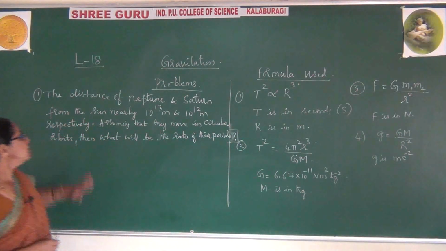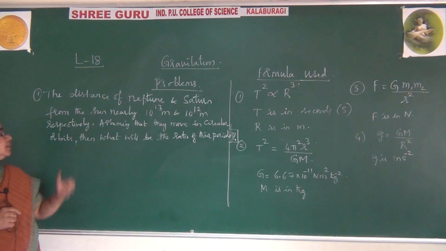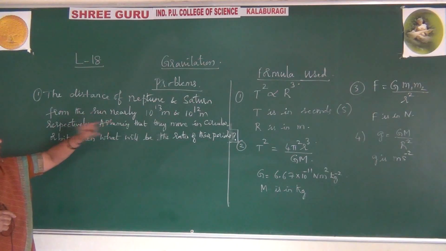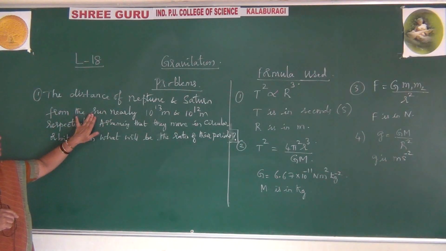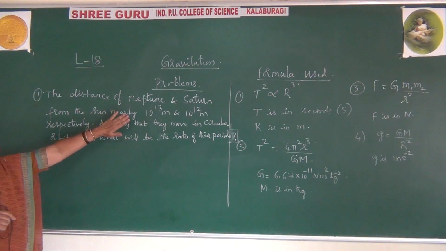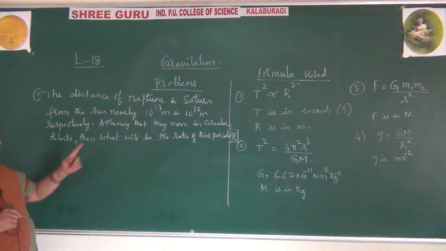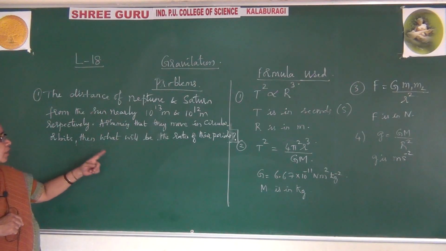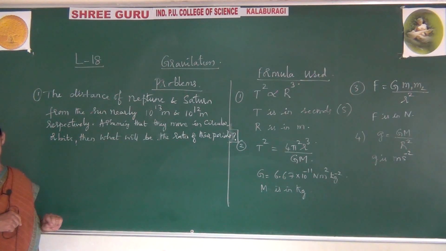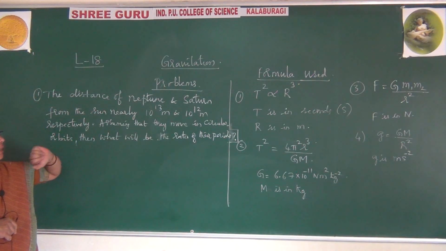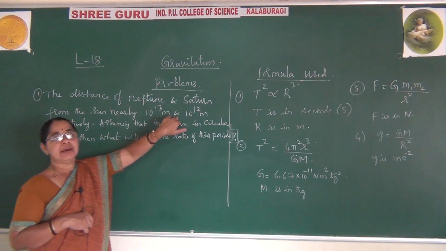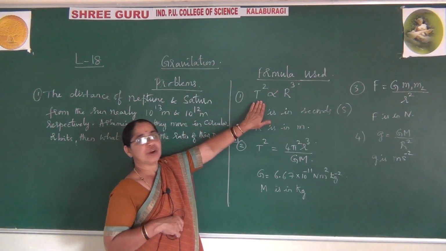So please observe, here they have given two planets, and also their distance from the sun to their position. Now we have to calculate the ratio of their periods. Their time periods you have to calculate. The distances are already given, so you have to use this formula.